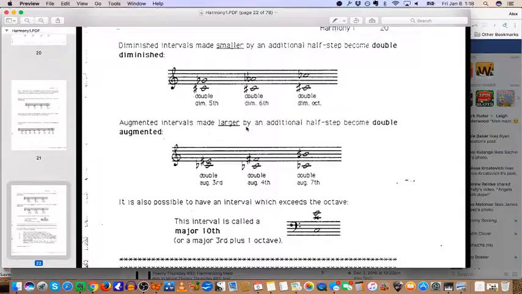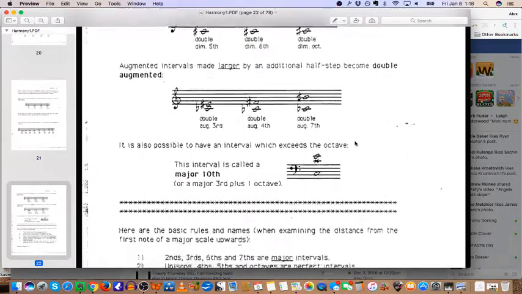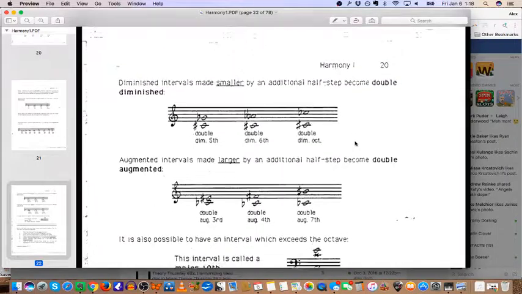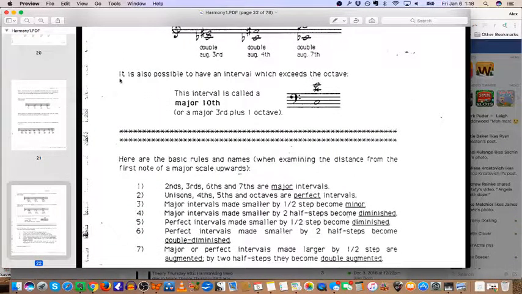Augmented intervals made larger by an additional half step become double augmented. And I don't know if I've ever seen double diminished or double augmented in actual written music before. So it is also possible to have an interval which exceeds the octave. This interval is called a major tenth, as in a major third plus 1 octave, right?